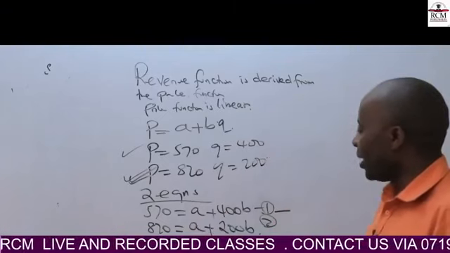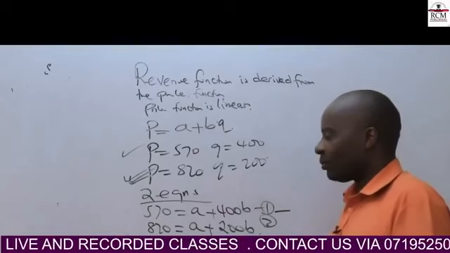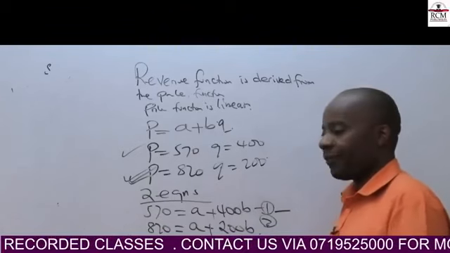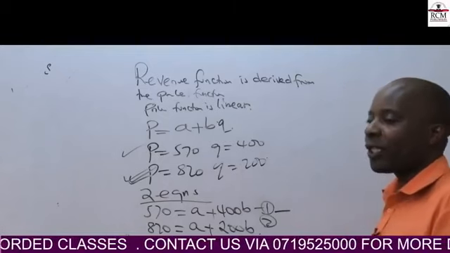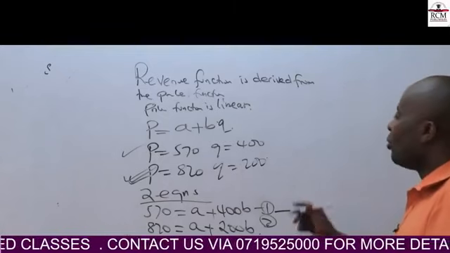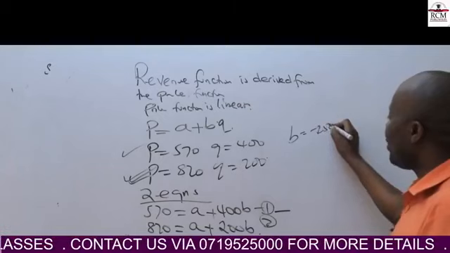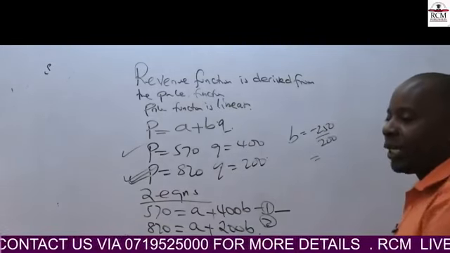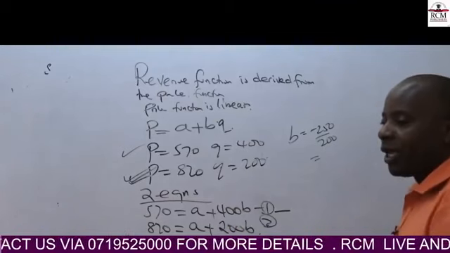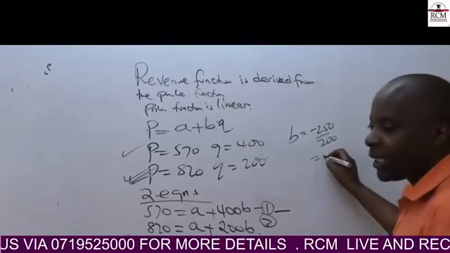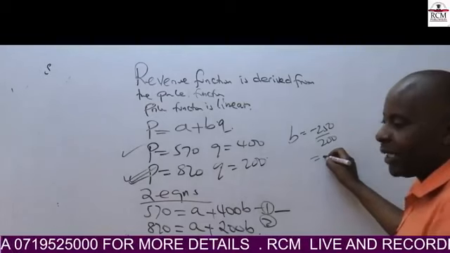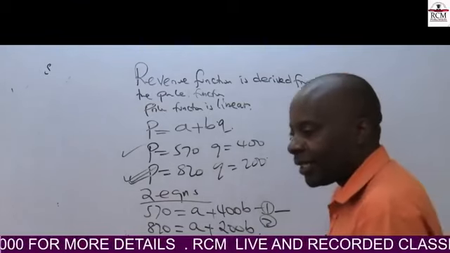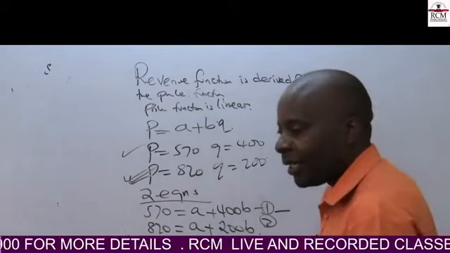So this disappears. This one I know. It will be positive 200B. So from there, of course, I know that my task is to get B. So B will be minus 250 over 200, which will end up giving us what figure? I'm told by Lillian. So B is negative 1.25.